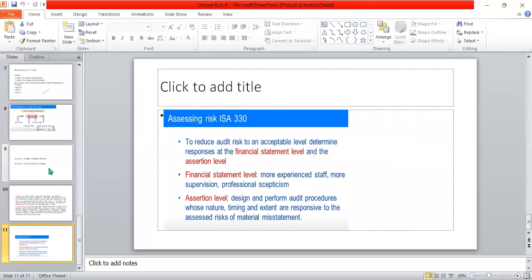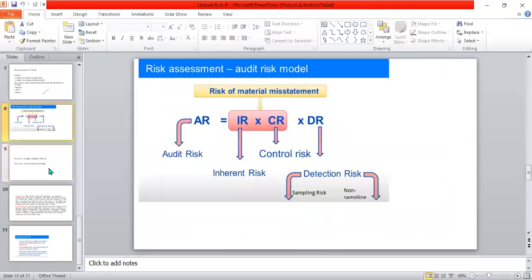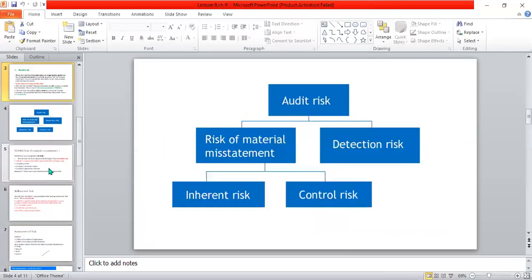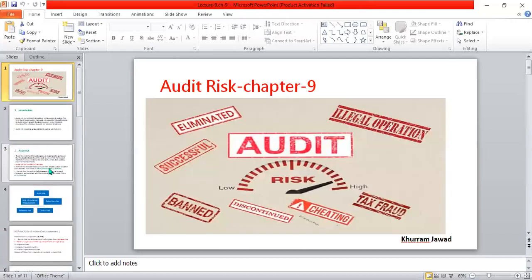At the assertion level, the figures and facts are true, element to element, entry to entry. The assertion is that the figures are true and fair. Design and perform audit procedures whose nature, timing, etc. are responsive to the assessed risk of material misstatement. This gives you the theme of inherent risk and control risk. I hope you understood today's lecture. It's all about audit risk.